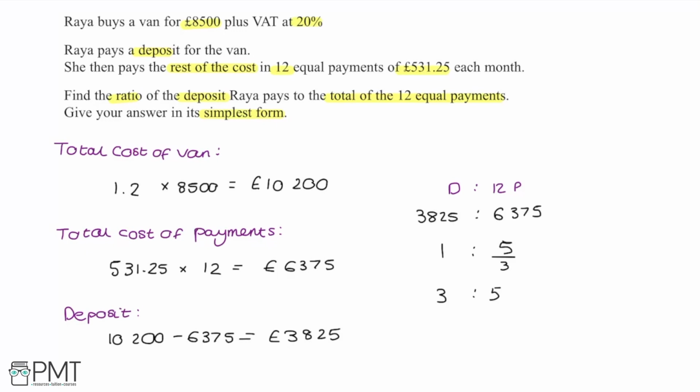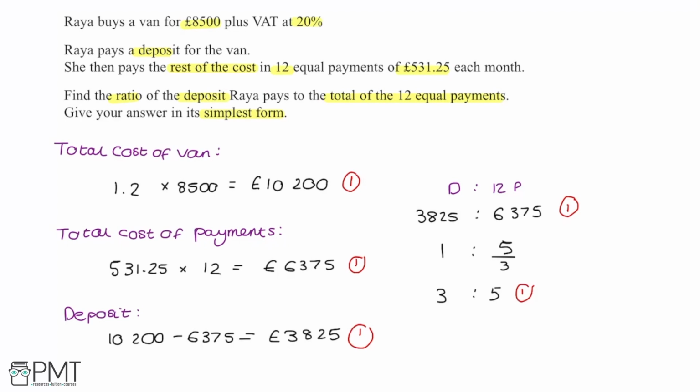So as for how the marks are awarded for this question, the first one would be for finding the total cost of the van, the second for finding the total cost of the payments, the third for finding the deposit, the fourth would then be for finding an unsimplified ratio, and then the fifth and final mark is for finding the simplified ratio of 3:5. The answer 1:5/3 would have been accepted, but it's always a good idea to give them as whole numbers.